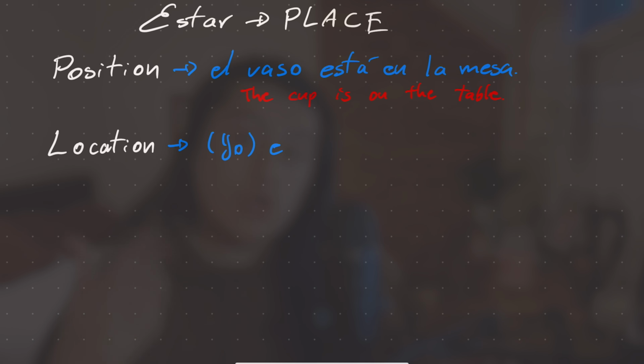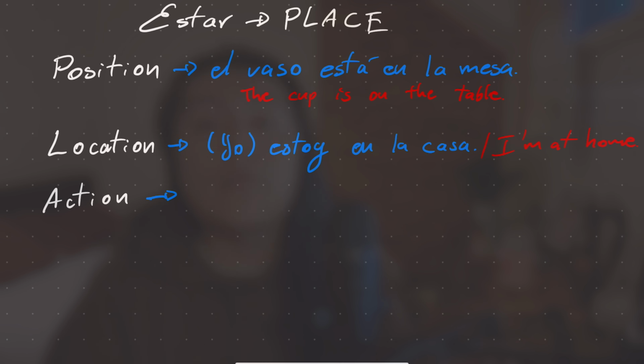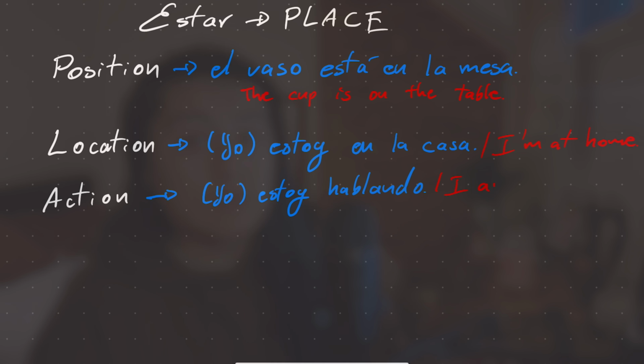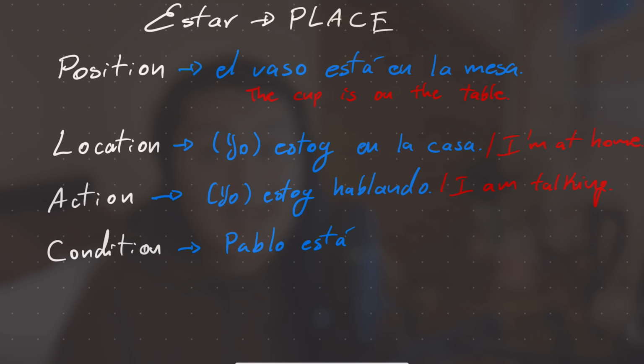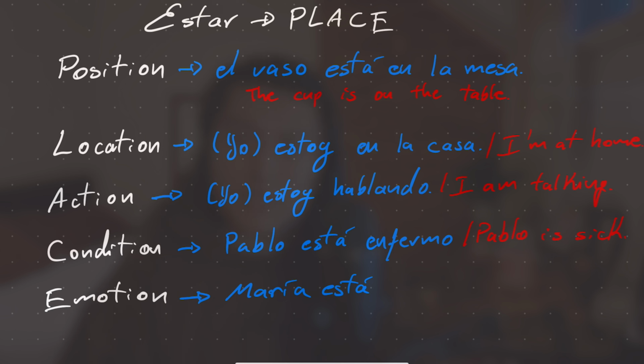Remember, we talked about this. Ongoing actions. Estoy hablando. I'm talking. Ella está estudiando. She is studying. Right? It's an action. C is for condition. As in like, your health condition. Pablo está enfermo. Pablo is sick. Pablo is unwell. And finally, the E. The E is for emotions. We also talked about this. E for emotion. María está feliz. María is happy. María está triste. María is sad. So there you have it.